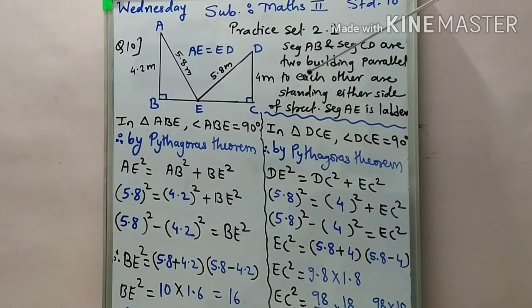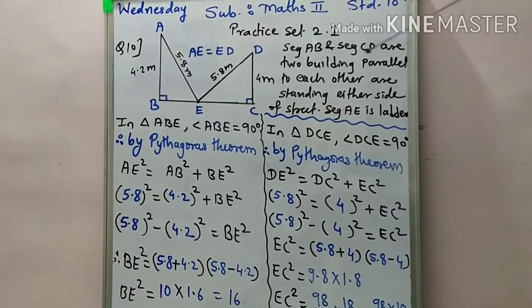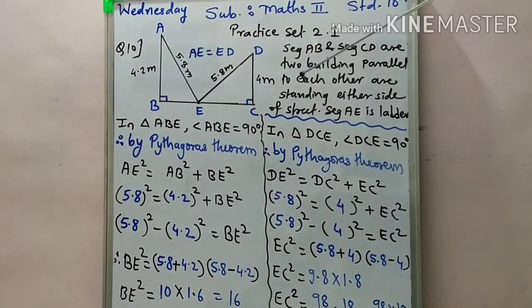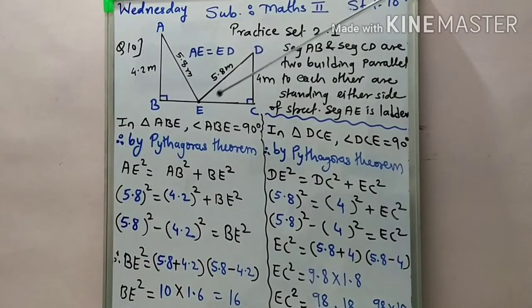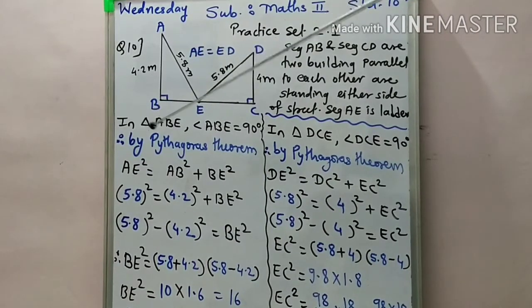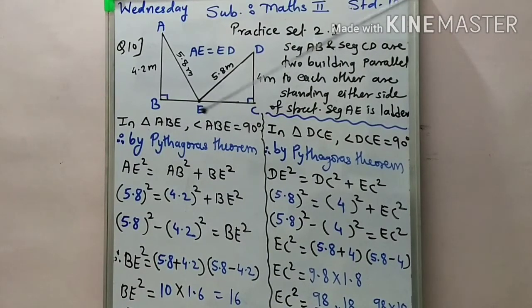So here we first explain the figure: segment AB and segment CD are two buildings parallel to each other, standing either side of a street. Segment AE is a ladder, and AE equals DE. Then in triangle ABE, angle ABE we take as 90 degrees, because we assume that standing on a street means it's perpendicular to that street.